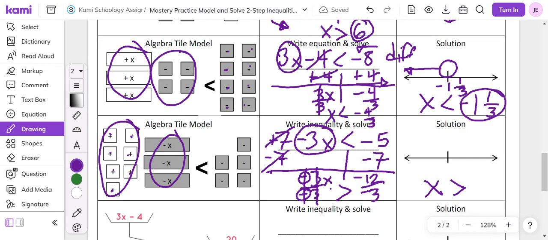And 12 divided by 3 is going to be 4, and a negative divided by negative will be +4. So the solutions are going to start here at 4, and they're going to be going in the greater than direction, which is going to be going to the right.